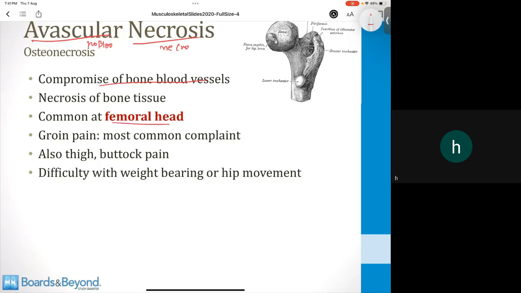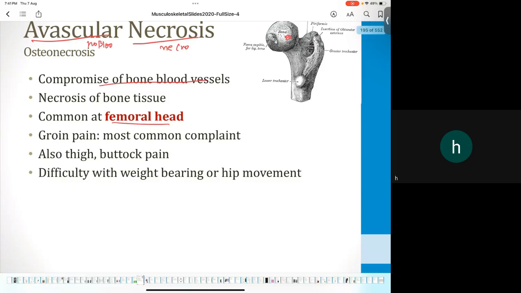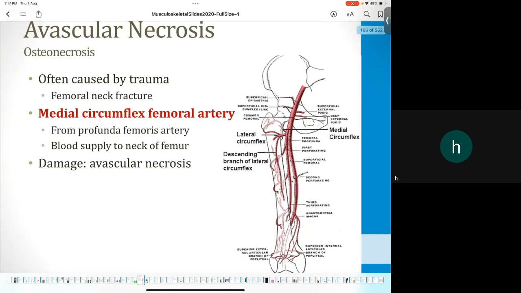So we are going to have pain in the thigh and buttocks along with that. Weight bearing exercises cannot be done, because we need to redistribute the weight to the lower legs, and as the head of your femur is necrosed, you cannot have that redistribution of weight. So what can lead to avascular necrosis? What are the causes? That's really important.